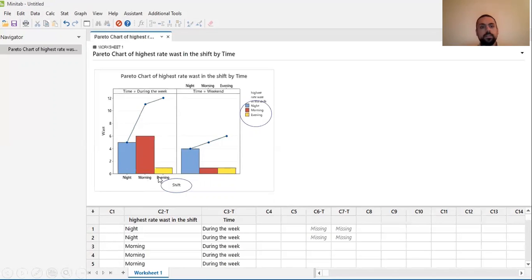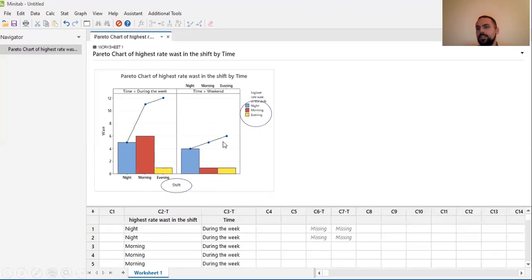for during the week, in the evening shift, I have the lowest rate of waste, but in the morning I have the highest rate. So I need to consider what's the reason for the highest rate in the morning. What's wrong? It seems that there is a problem, so I need to fix it. And after that, I know that I need to focus on the night shift because after the morning, night has the highest rate of waste, and fix it.